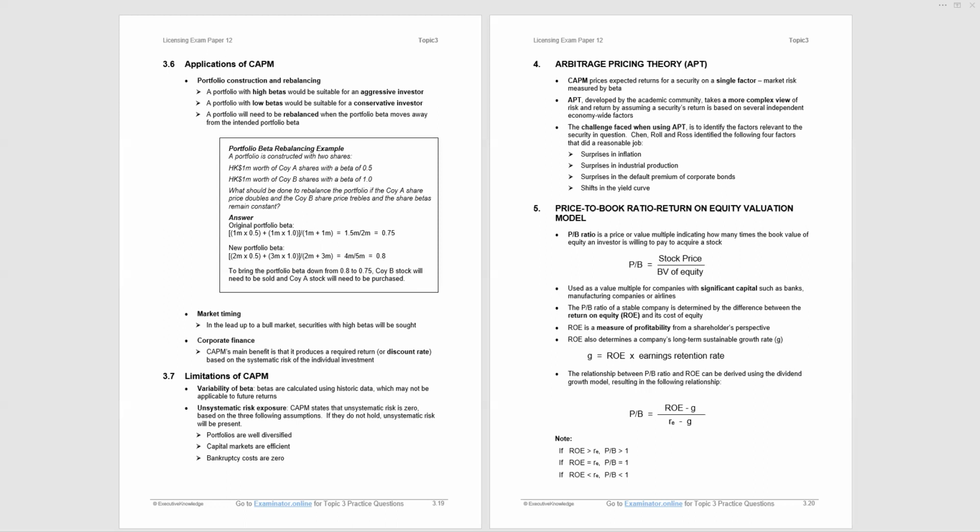Now, arbitrage pricing theory was developed in the 1970s by academics in the US, Chen, Roll, and Ross. They said that they could take a more complex view of risk and return of a security by looking at a number of independent economy-wide factors. They presented 4: surprise in inflation, surprise in industrial production, surprise in the default premium of corporate bonds, and shifts in the yield curve. So instead of just the market risk premium determining the return that is required, we have a number of factors, and they suggest 4.